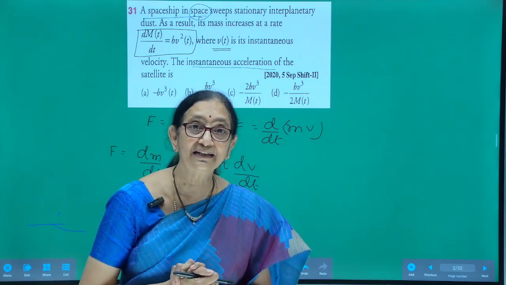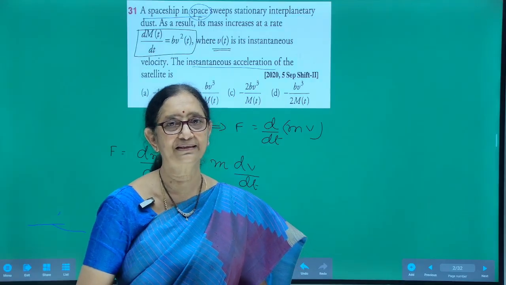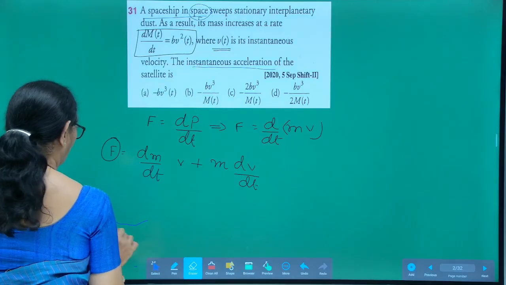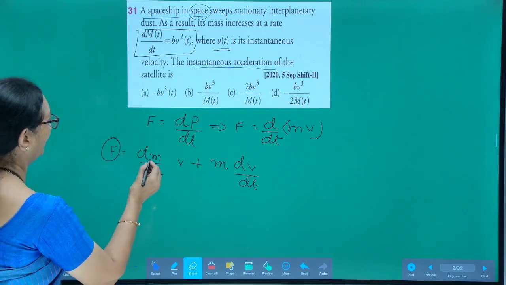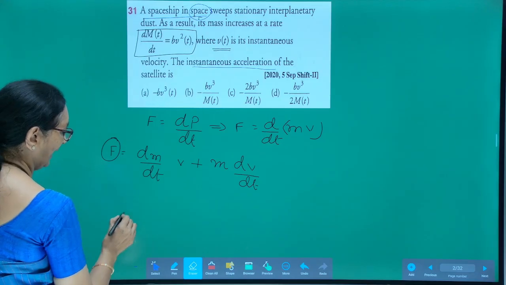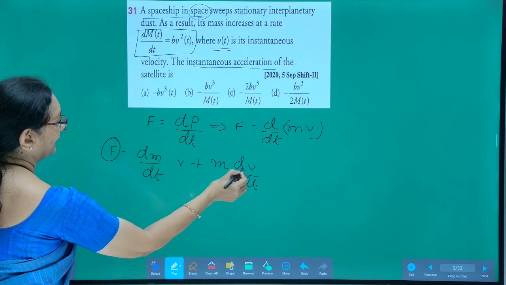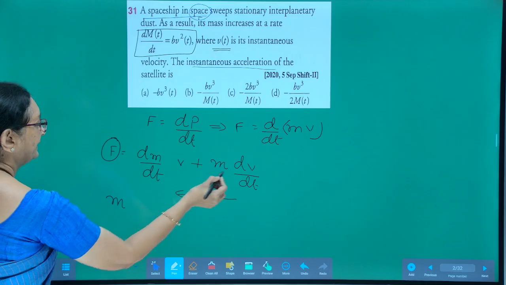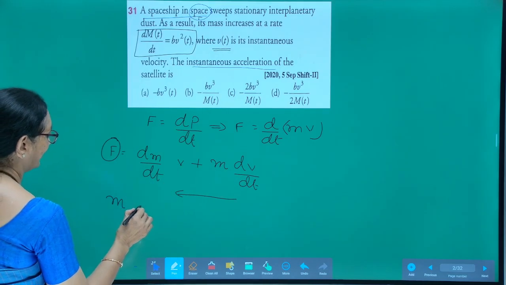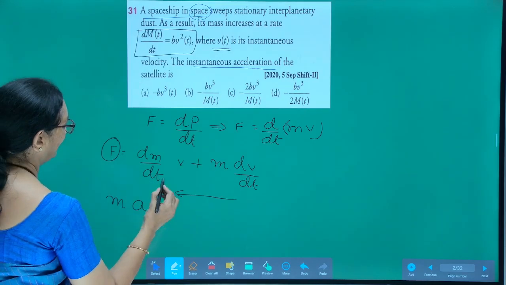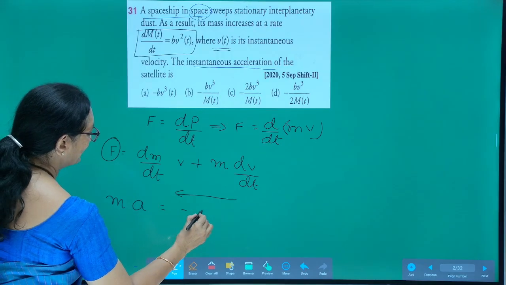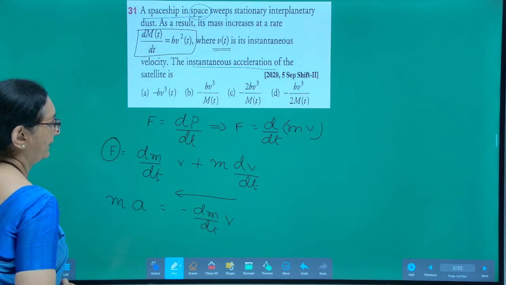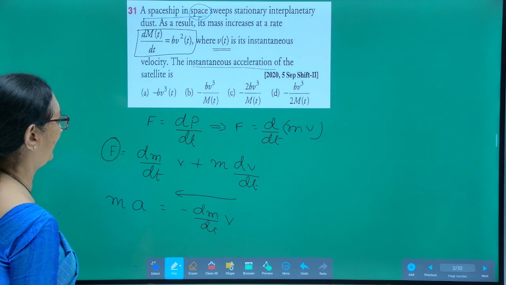So the external force acting on the system is 0. So this force is equal to 0. If that is equal to 0, what happens? If you bring dm by dt to this side, m dv by dt is m into acceleration. So m into a is equal to minus dm by dt into v.